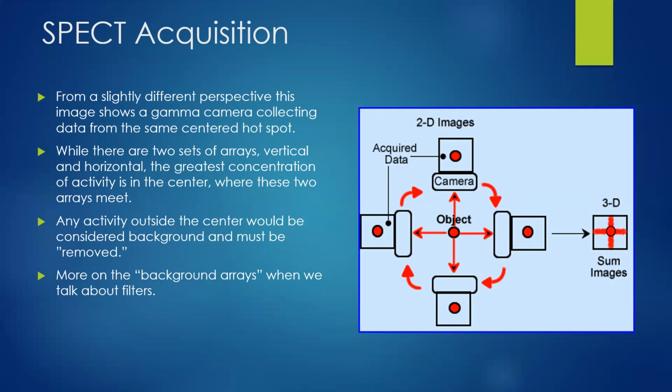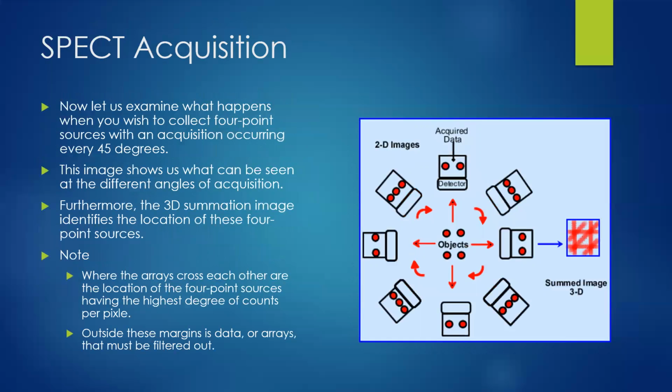So hold on to your hats. Let's take it again one step even further. Now let us say that you have 4 objects in an area that you want to image, 4 hotspots per se. So in this scenario here, we take images every 45 degrees around the object. And as you can see, in any given angle, you're going to see between 2 and 3 different objects. You're not going to see all 4 because of the three-dimensional display of that object.